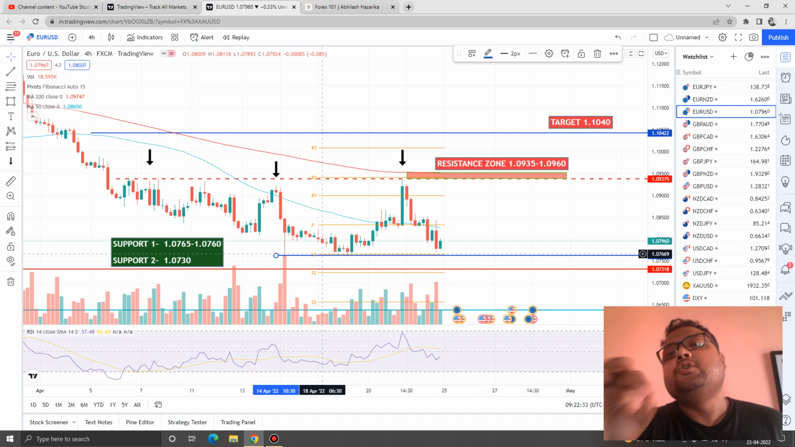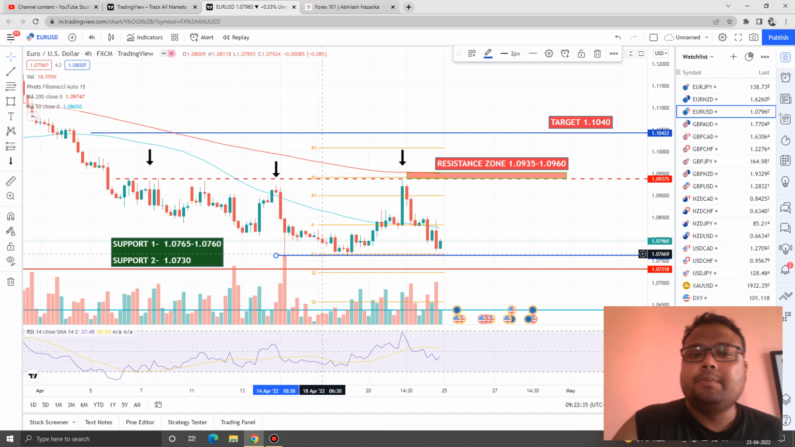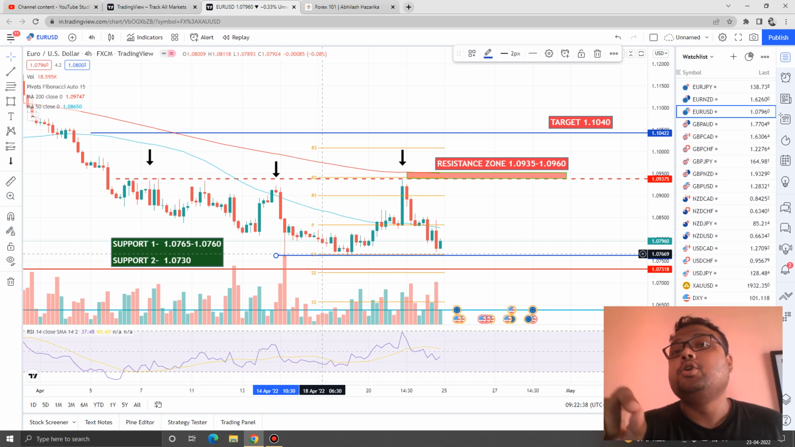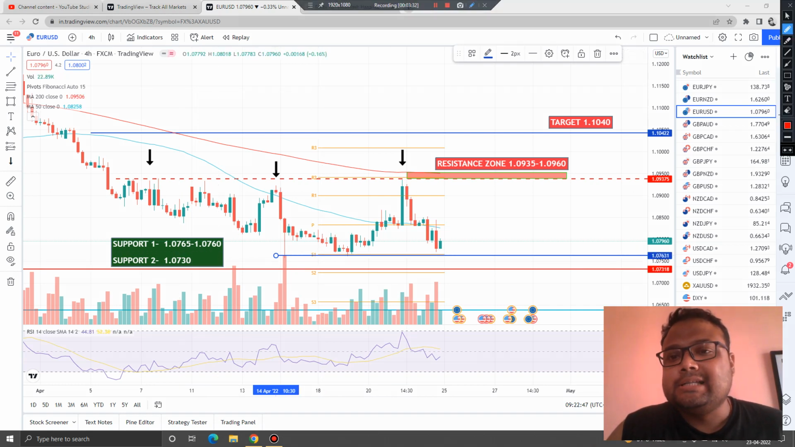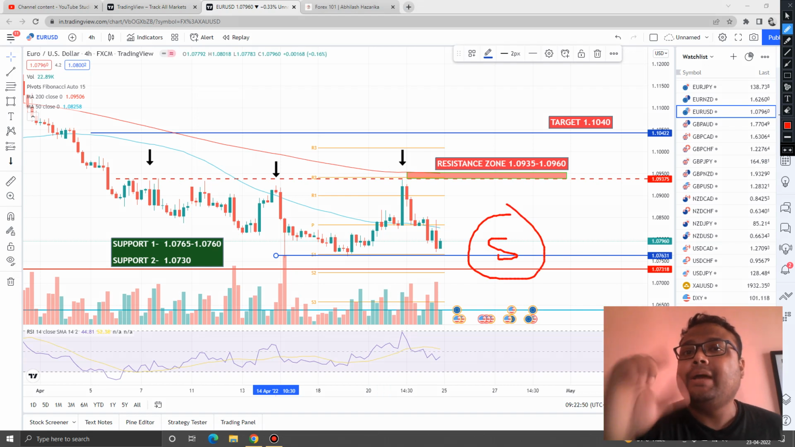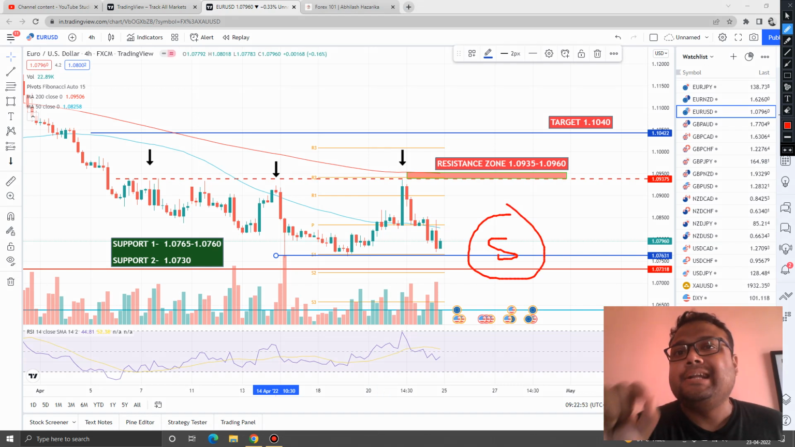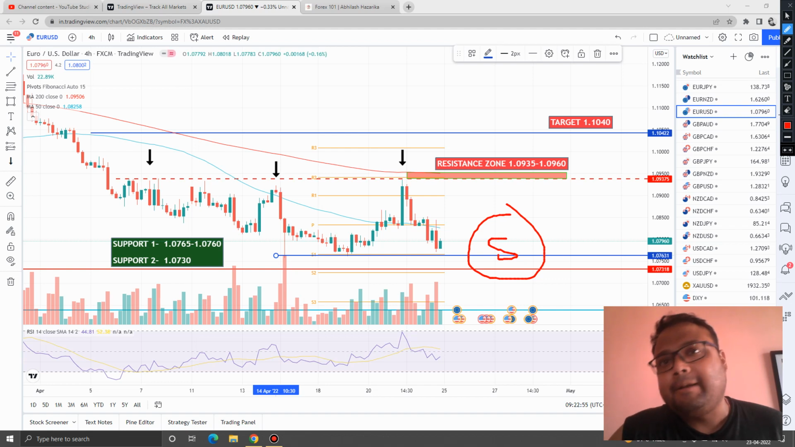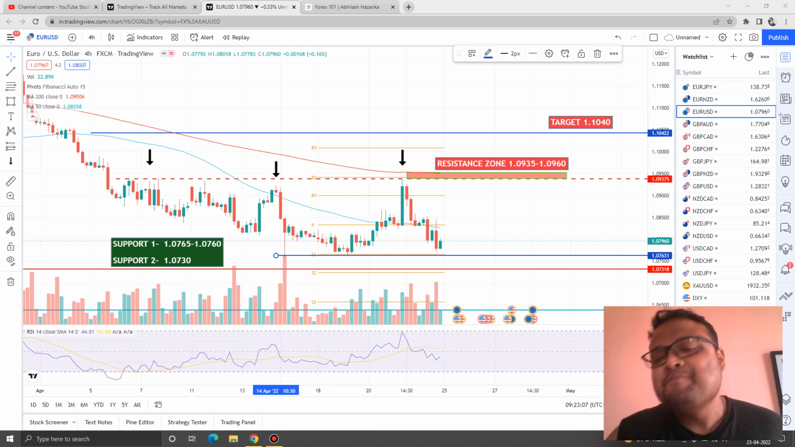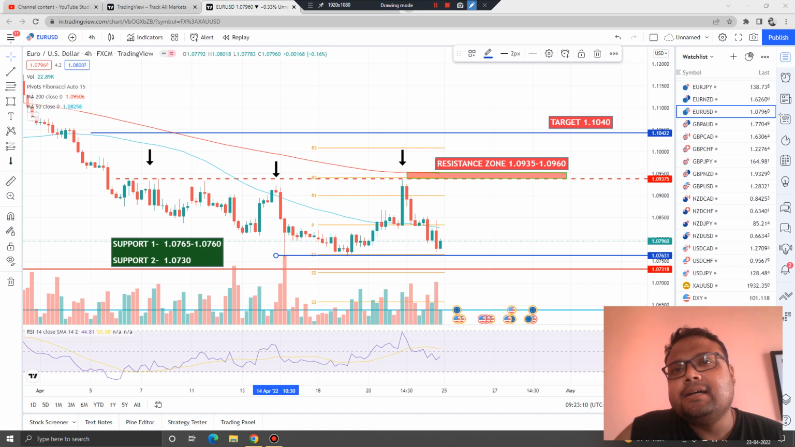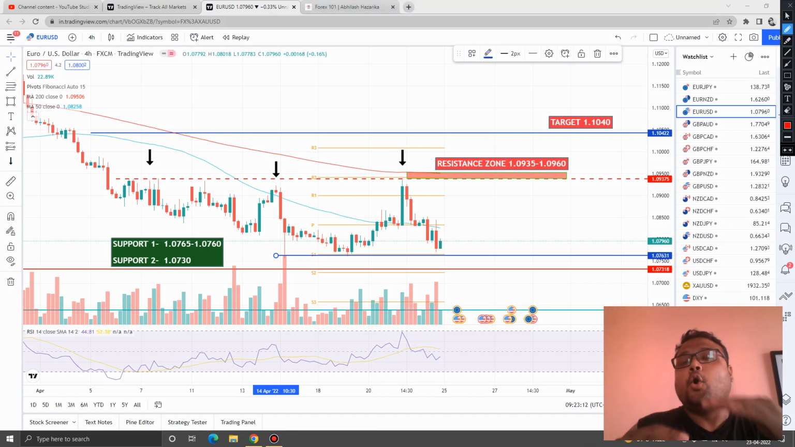If Euro USD breaks the blue line, the 1.0760 level, on Monday, do not take a sell position immediately, because we have immediate support available at 1.0730. This is just a support zone. If the market breaks the blue line, do not take a sell position immediately because you may get trapped. But if we see heavy selling pressure on Monday, if Euro USD is extremely under pressure and DXY is flying, in that case the support zone may not be able to hold the market.